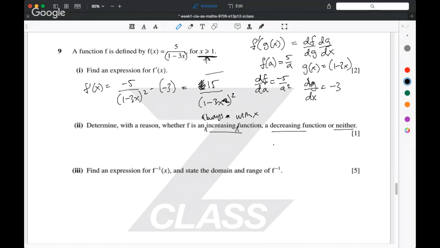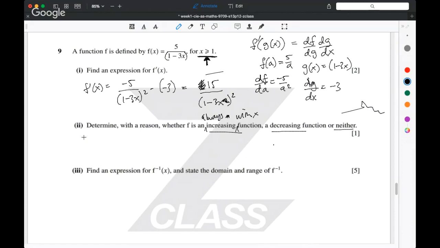Remember, that's where our function is defined. So we don't care about values of x less than 1. We don't care what the behavior of the function is there. All we care about is its behavior in its domain. So the question is asking, is the first derivative always positive, always negative, or does it change? In which case it's neither, it's a function that goes up and down.